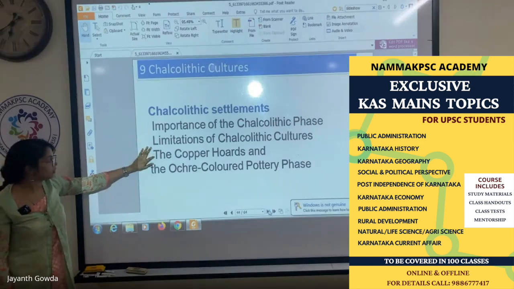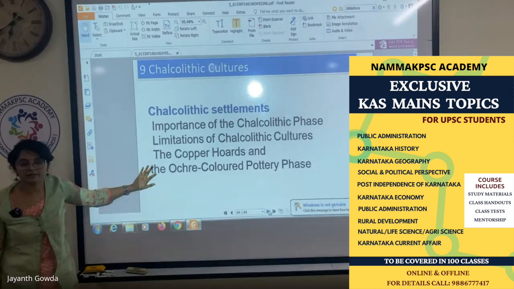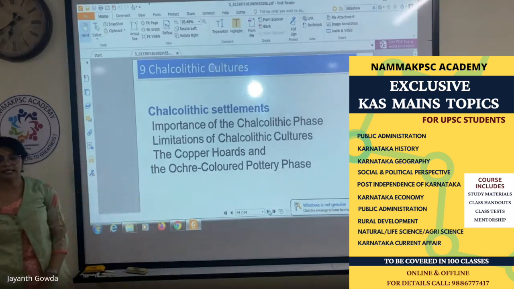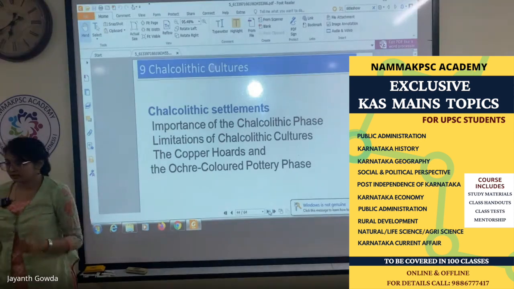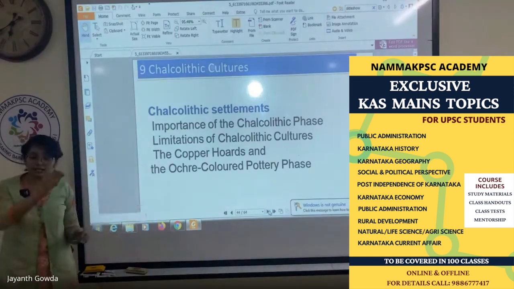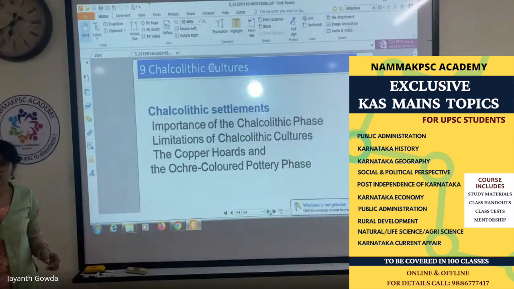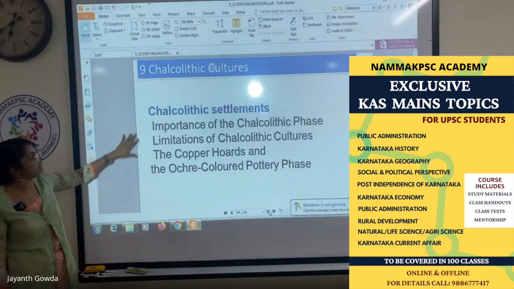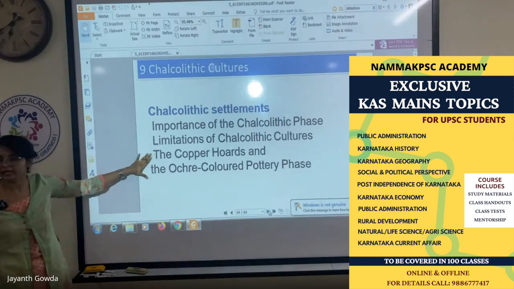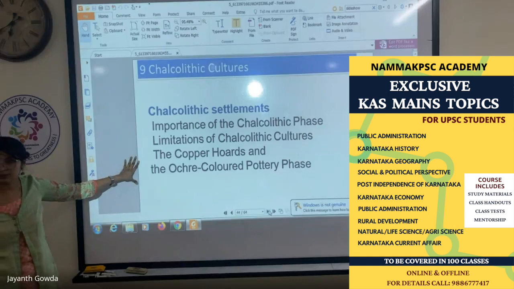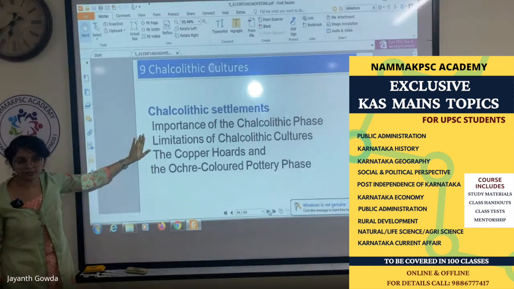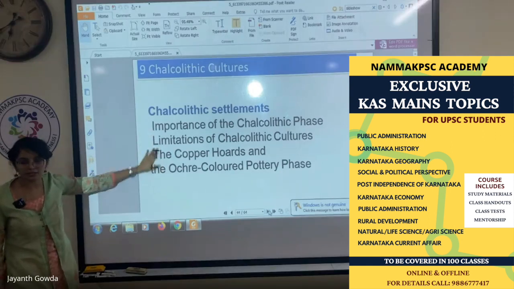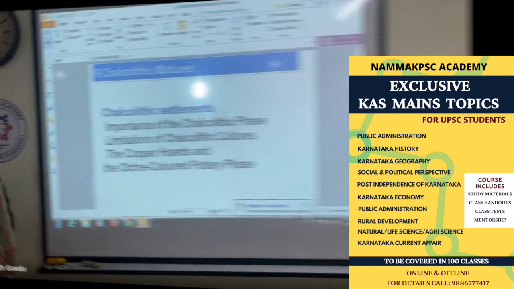The copper hoards and the ochre colored pottery phase. As I've already told you, ochre is a reddish tinge. This ochre colored pottery also had a few white lines occasionally drawn over the pots. This was a significant observation in Chalcolithic settlements. This is the basic feature. What is the chapter actually trying to tell you? This is the expectation of the chapter. We'll get into it.